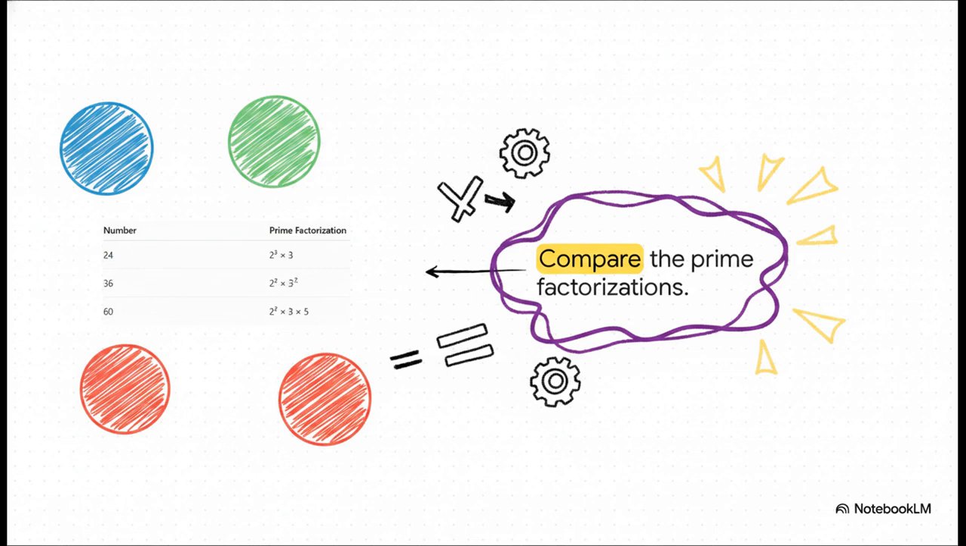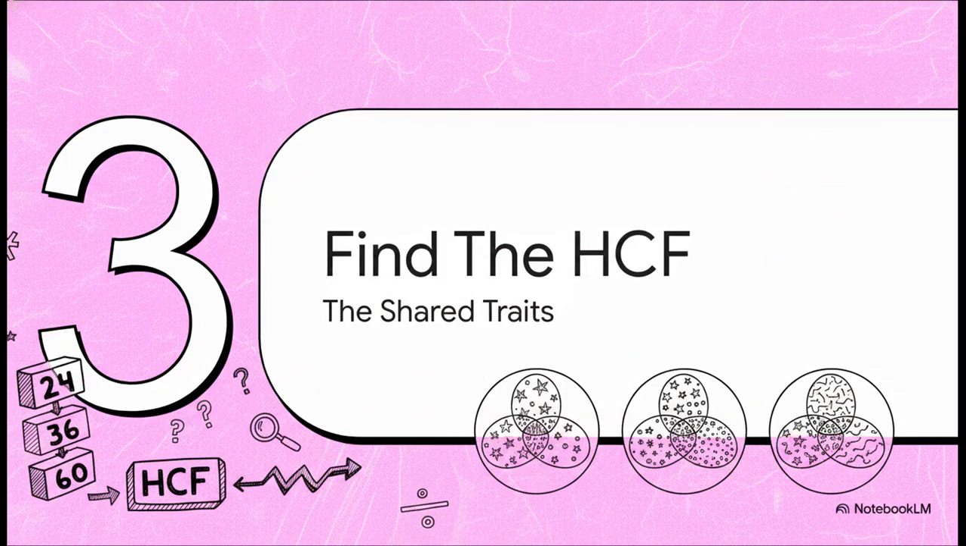24 is 2 cubed times 3. 36 is 2 squared times 3 squared. 60 is 2 squared times 3 times 5. Letting you see the genetic makeup side by side like this takes all the mental juggling right out of the equation. We don't have to keep numbers floating around in our heads. The visual organization is doing all the heavy lifting for us. Section 3, finding the HCF, the shared traits.